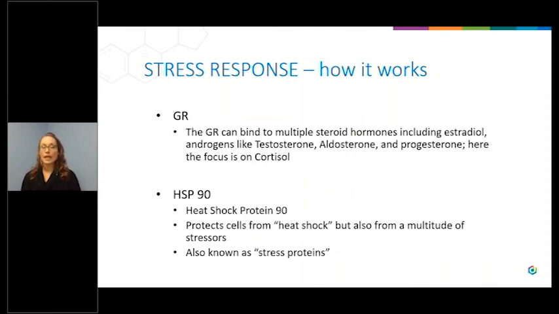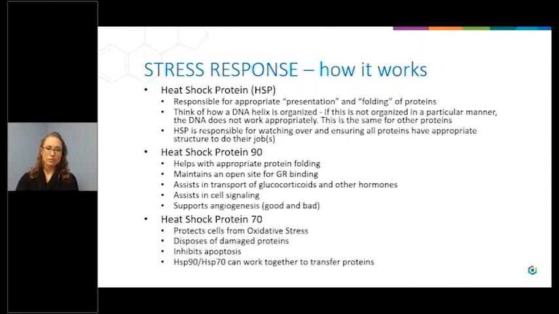Sometimes what happens is, if there are any misalignments in the cells or any proteins that are not staying stable in their form, the heat shock protein 90 helps keep it stable, keep it in a good form. The heat shock protein can also be known as a stress protein. So you can have a heat shock protein 90 or a stress protein 90. More commonly, or more familiarly, it is the heat shock protein 90.